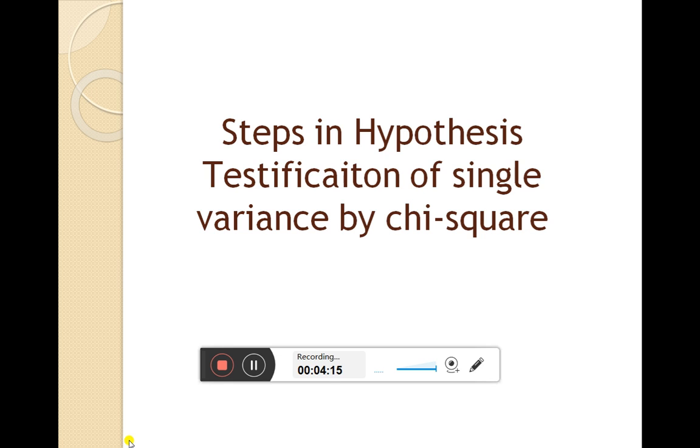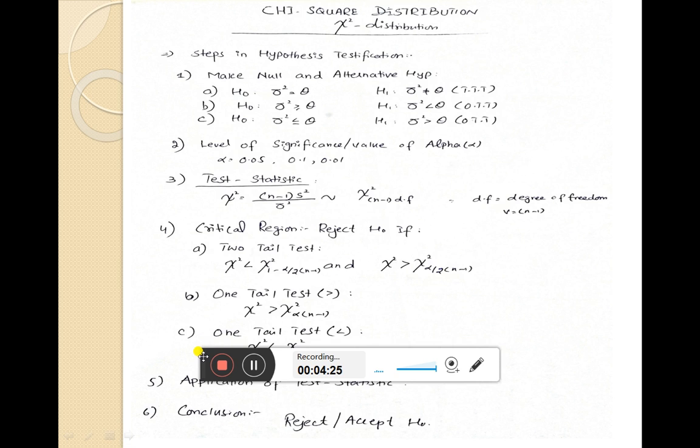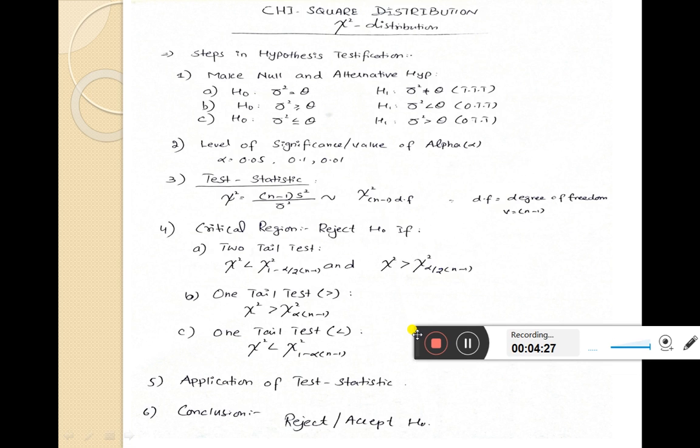Now let's start the steps in hypothesis testification of a single population parameter variance by chi-square distribution. Observe the chi-square distribution. As I told you, the variable is like this, chi-square, and here is the distribution.